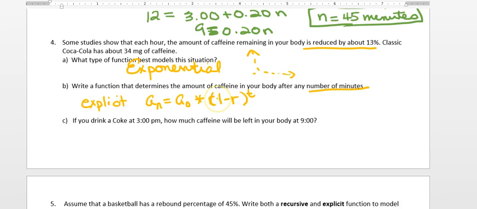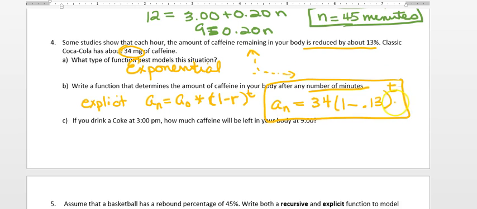It's 1 minus r because we are decreasing in value. If it was increasing, then it would be 1 plus r. So the a sub o still represents my initial start value. So a sub n is equal to 34, because that's the original amount of caffeine in my body, times 1 minus 0.13, we always convert our percent to a decimal, raised to t, the amount of time. So that would be your explicit rule.